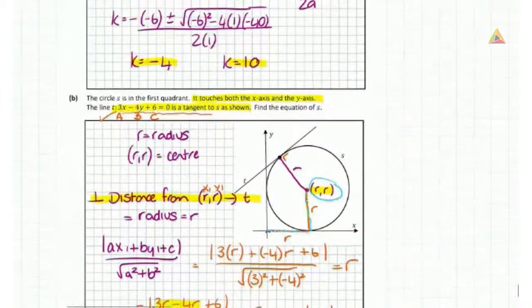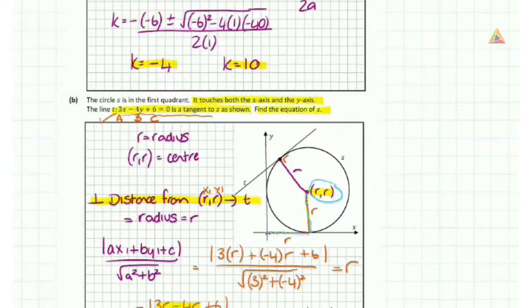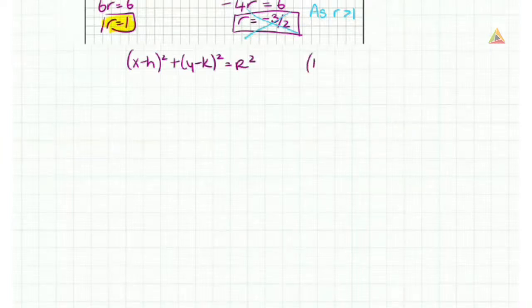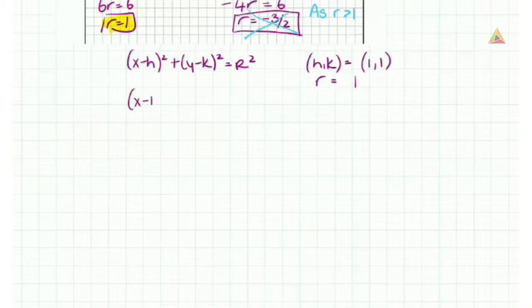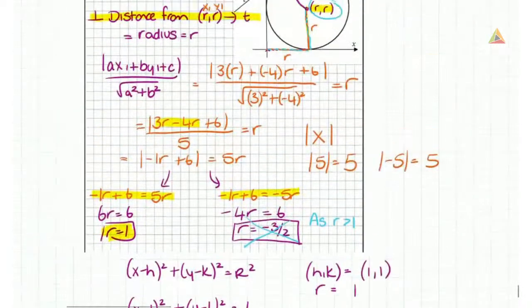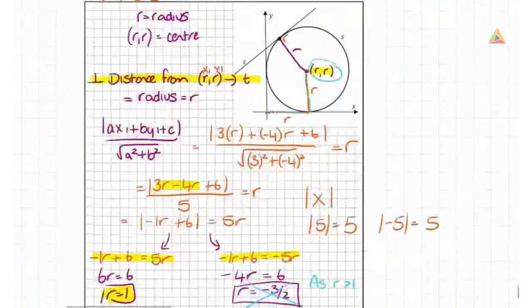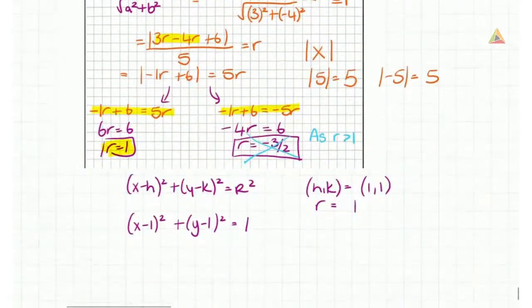So I've just found my radius, but remember the question asked me to find the equation of the circle. Easiest equation to use here is from page 19 of my log tables. Easiest equation is going to be this, because my H, K is my centre, so that's going to be r, r, which is 1, and my radius is also going to be 1. So it's x minus 1 squared plus y minus 1 squared is equal to 1 squared, which is 1. And we knew we were only expecting one equation. It didn't say find the equations, it just said find the equation of S.